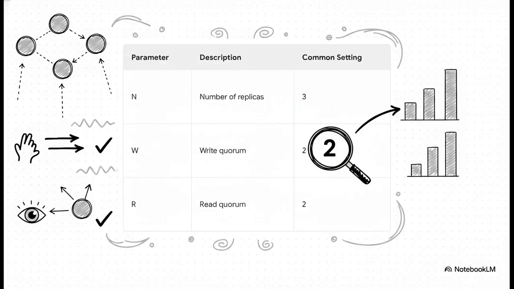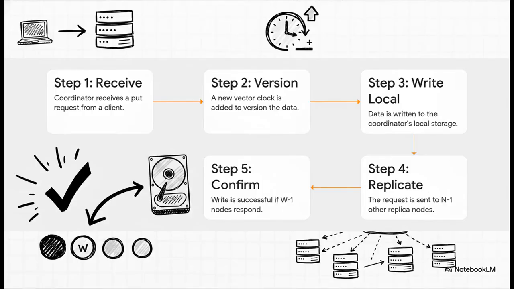So with W and R set to 2, you don't need everyone to agree, just a majority. Okay, let's follow a write request on its journey. It kicks off when a coordinator node gets the put command. That node creates a new version for the data, writes it to its own disk, and then shoots it off to the other replicas. Now here's the key to Dynamo speed, right there in step 5.